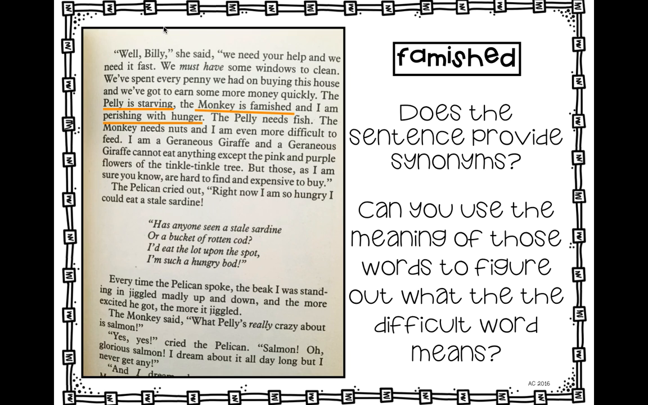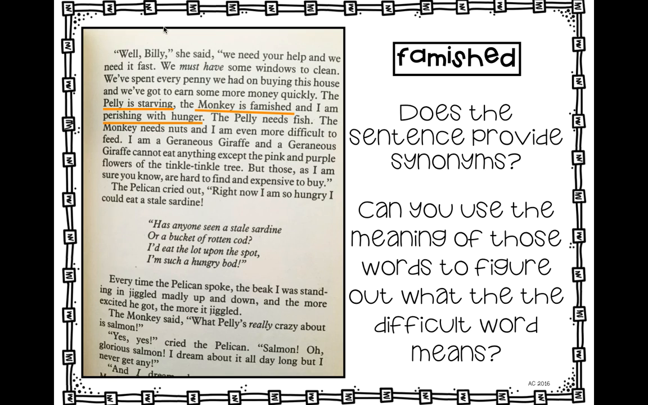Okay, here's another example from the same story. It says, the pelly is starving, the monkey is famished, and I am perishing with hunger. This is focusing on the word famished. And I would ask, this is a great example of, does the sentence provide synonyms? Right there, you've got starving and hunger. Hopefully the kid who's reading it will see that all those are connected because they're all very hungry. Then they would understand that the word famished means that the monkey is very hungry. So they're using the meaning of those words to figure out what the difficult word famished actually means.